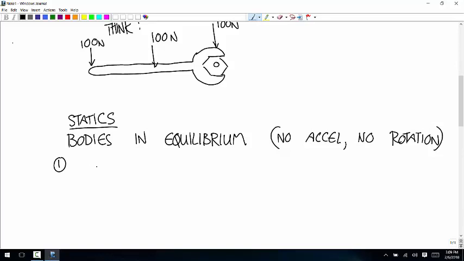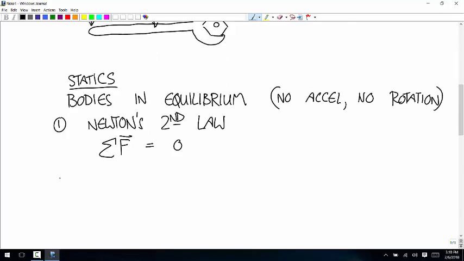The first one is Newton's second law. And that says add up all the forces that act on the body, whatever body you're choosing to investigate. Those forces have to add up to be equal to 0.